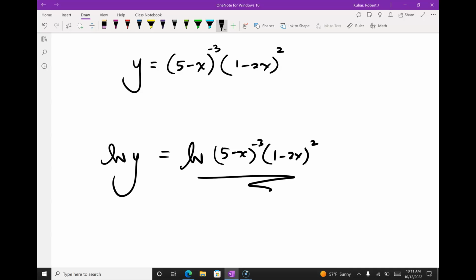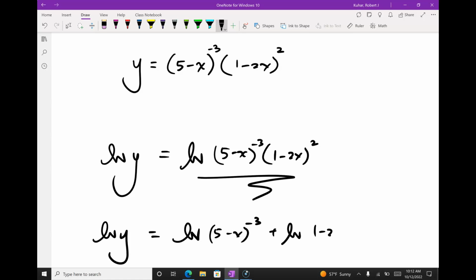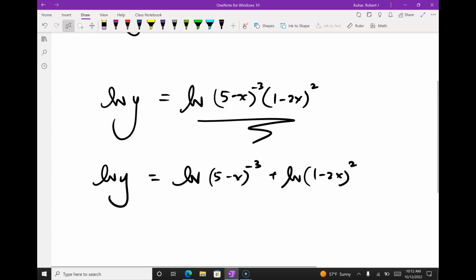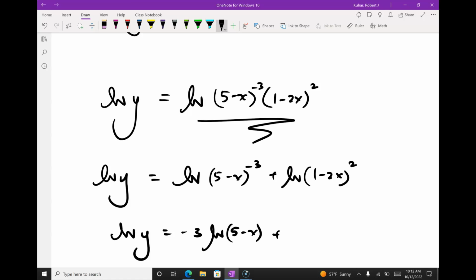What happens on the right there? ln of a times b is ln of a plus ln of b. So I have ln of 5 minus x to the negative third plus ln of 1 minus 2x to the second. And now what happens to each of those powers? They come down as a multiplier. So I get ln of y equals negative 3 times the ln of 5 minus x plus 2 times the ln of 1 minus 2x. Look at that. So much easier to do this derivative now. You okay with the properties of the log?